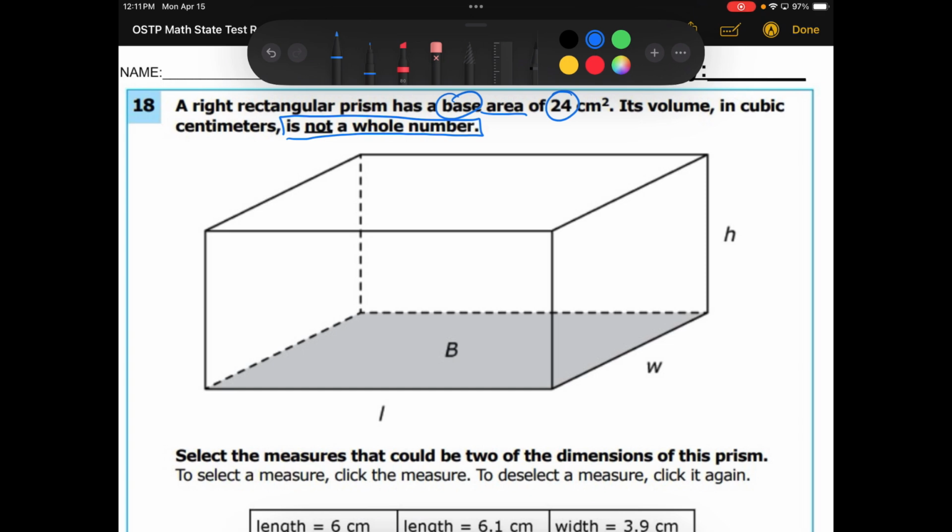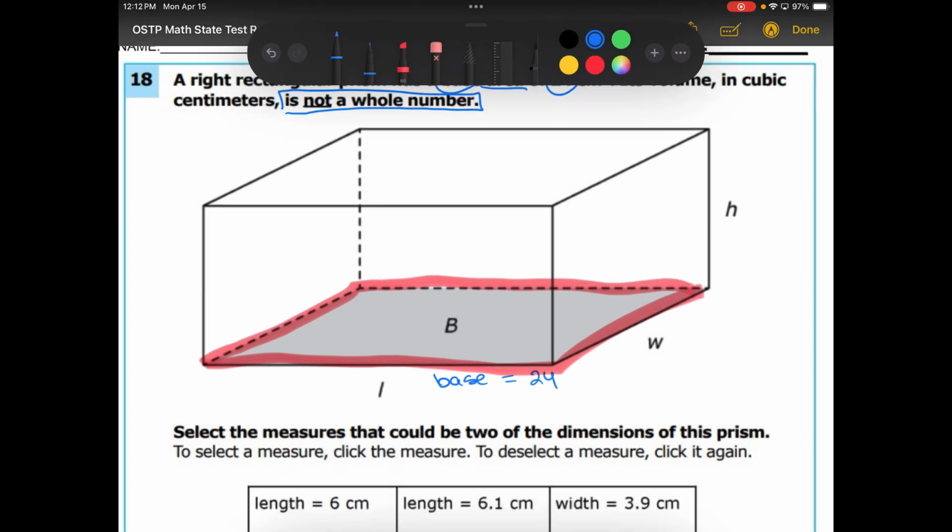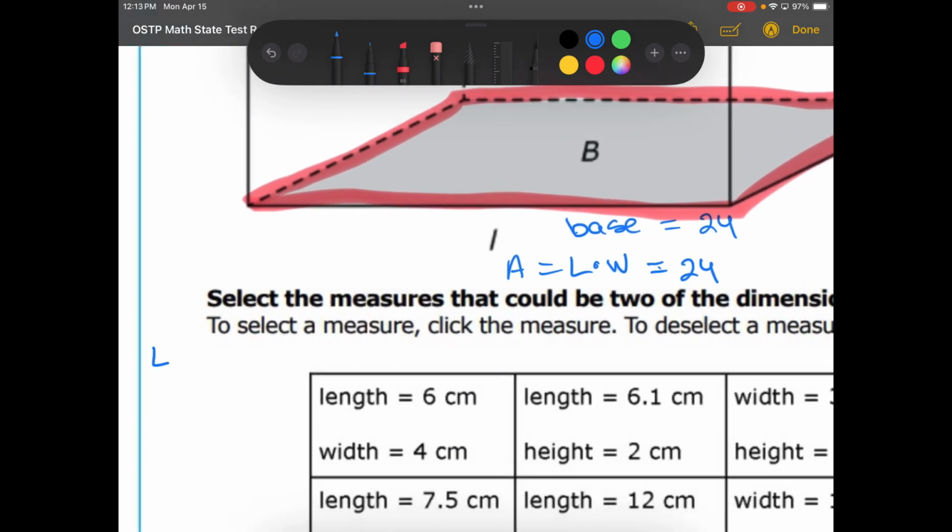First of all, we know the base area is 24, right? What is the base? The rectangle. What is the formula for the area of a rectangle? Volume is length times width times height. But what is the area? It's just length times width. We know if area is length times width, then the base of this is 24. We know that length times width equals 24.